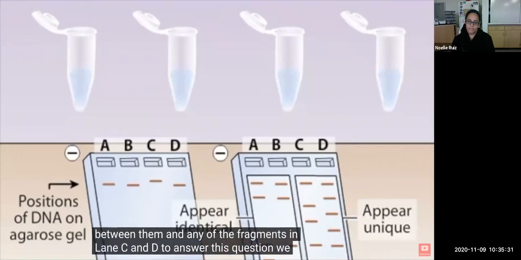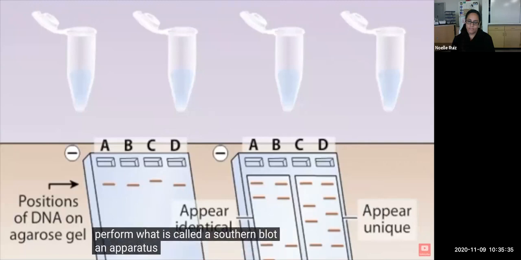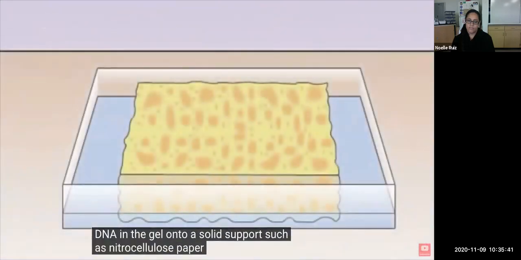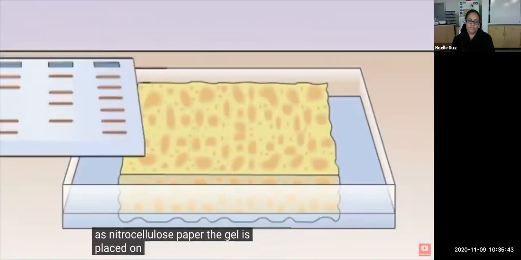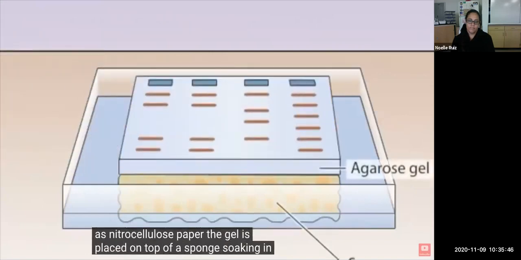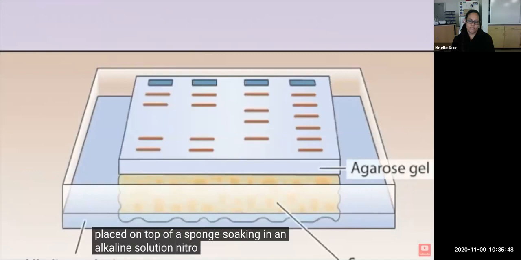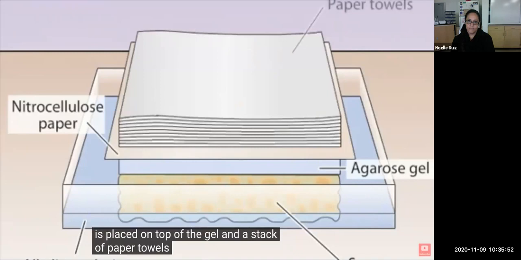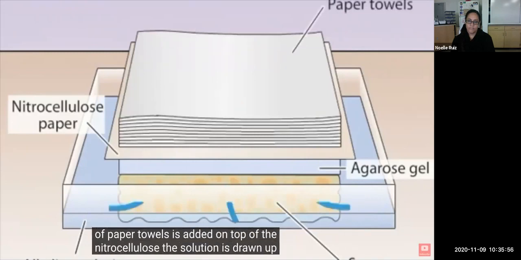To answer this question, we perform what is called a Southern blot. An apparatus is set up to transfer the DNA in the gel onto a solid support, such as nitrocellulose paper. The gel is placed on top of a sponge, soaking in an alkaline solution. Nitrocellulose paper is placed on top of the gel, and a stack of paper towels is added on top of the nitrocellulose. The solution is drawn up the stack.